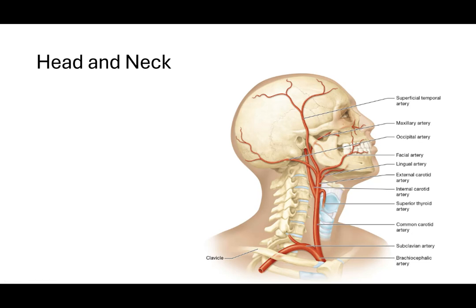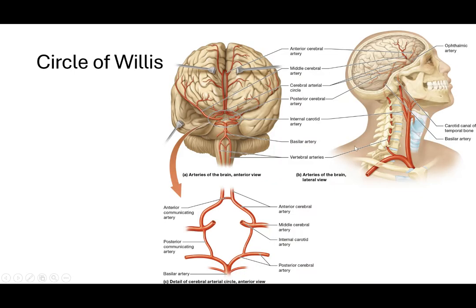Let's talk about how blood supplies the brain. You can kind of view it here. You can see that the brain is going to be supplied by the internal carotid artery. You can see it's going to come up here. The external is more so going to be supplying the face, right? But the internal carotid supplies the brain, as well as the vertebral arteries.